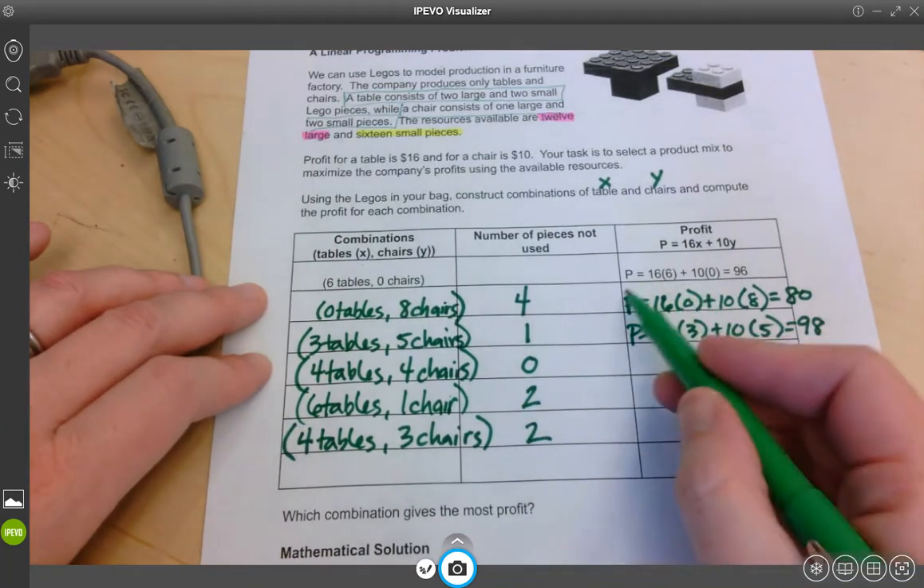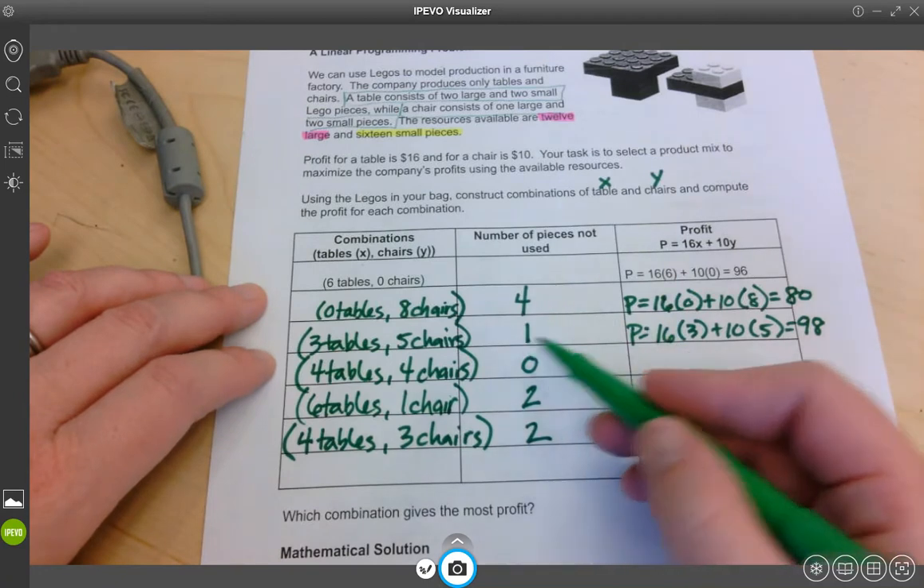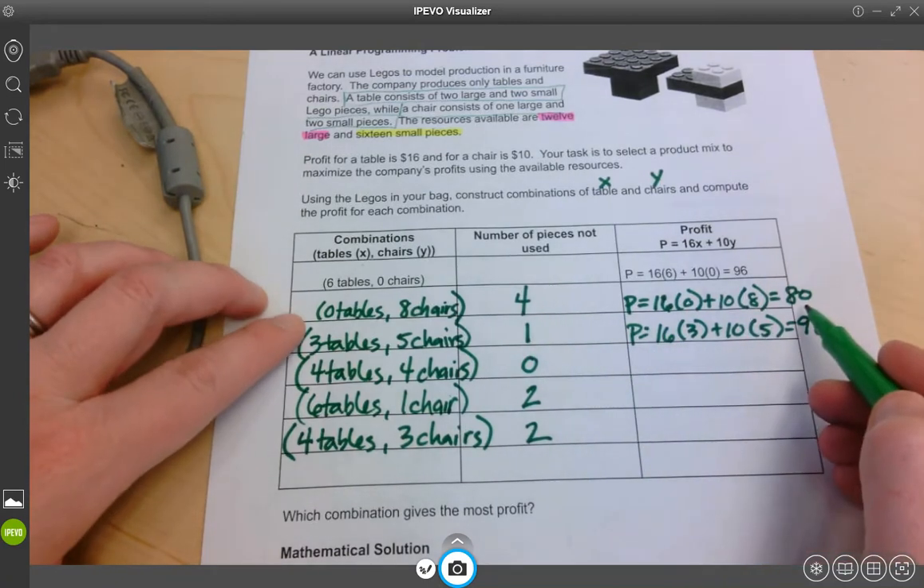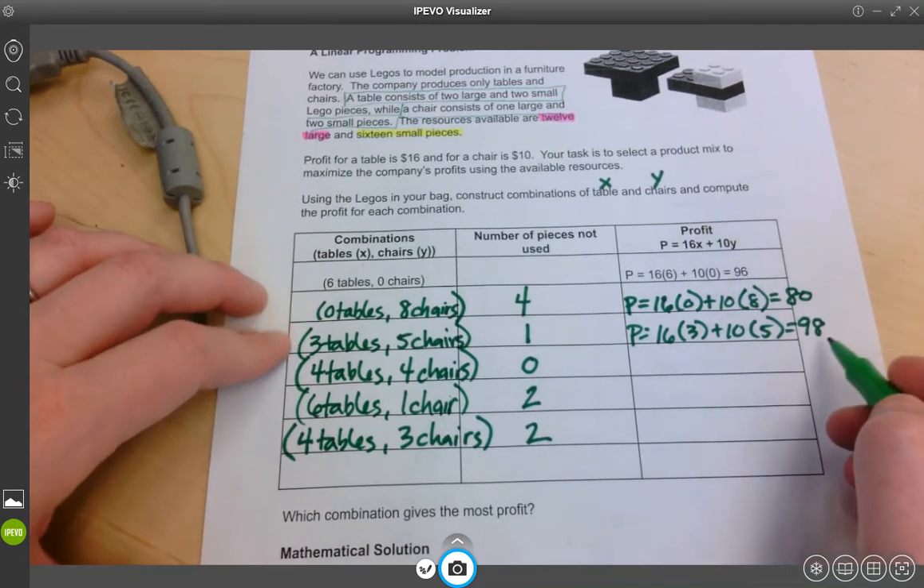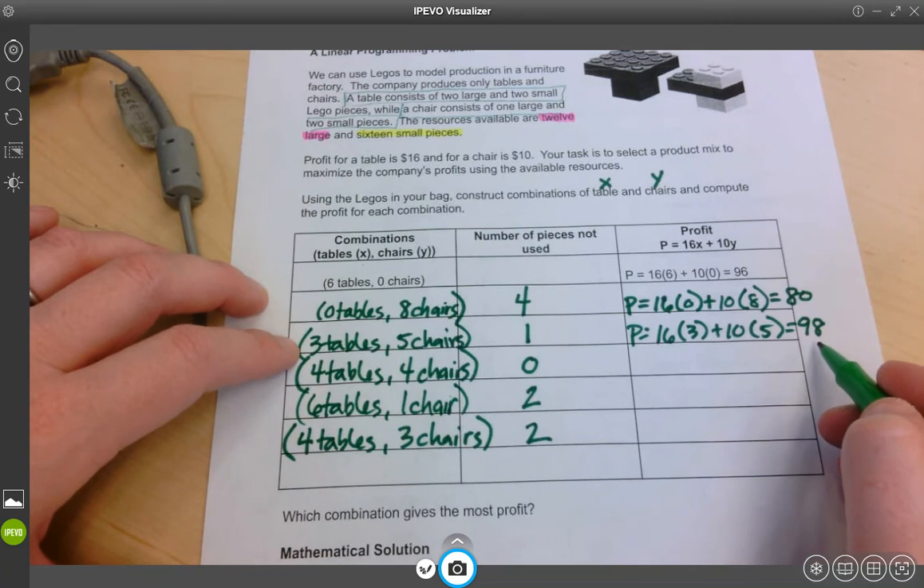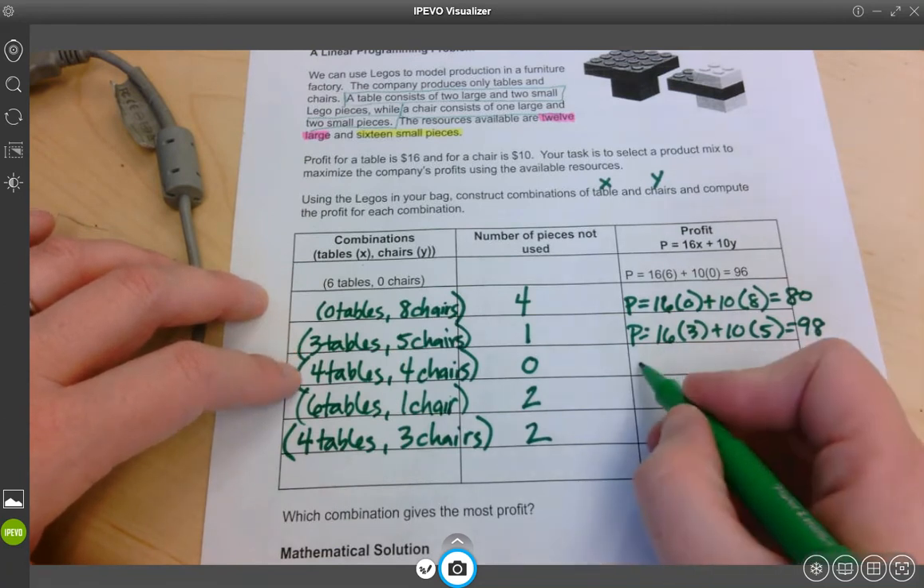So what we're doing right now is we're trying to determine the profit for each one. So far we got an $80 profit for 0 tables and 8 chairs, $96 profit for 6 tables and 0 chairs, $98 profit for 3 tables and 5 chairs. So we're going to move on to this one.